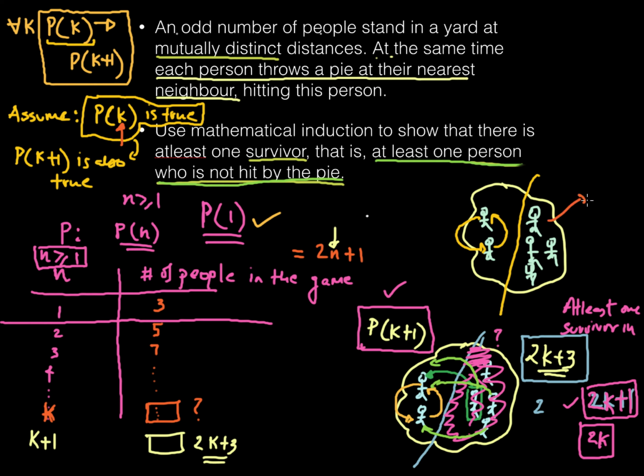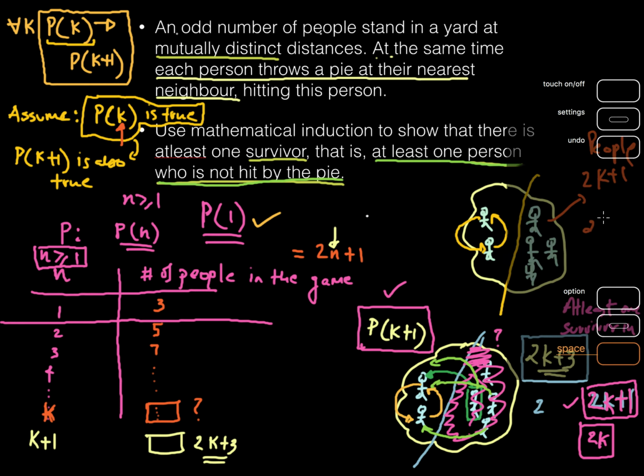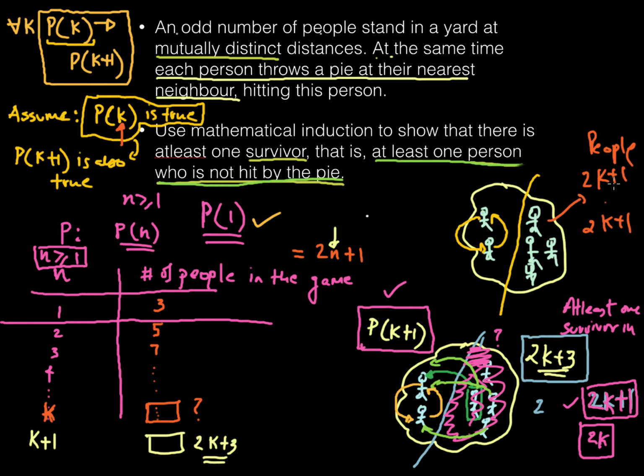So if you have a total of 2k plus 1 people here, the number of pies that were thrown in this half is also going to be 2k plus 1. And over here you've got two people, and the number of pies thrown over here is also exactly 2. Now what's interesting here is that I do know this person's not a survivor. This person's not a survivor either. Okay, what about this half here? Is there any survivor in this half here?